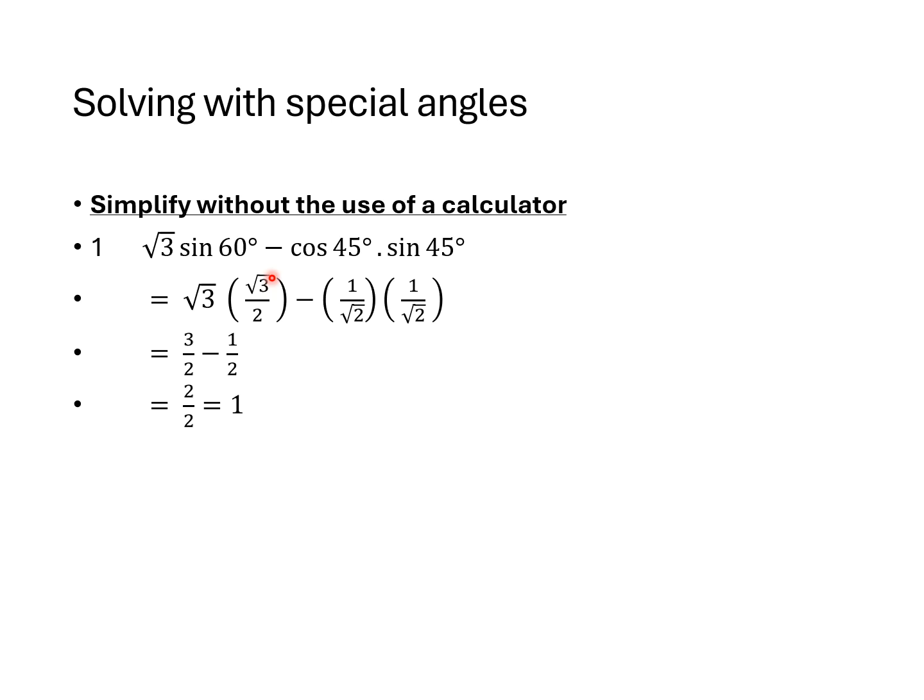Square root 3 times square root 3 gives me 3 over 2, minus 1 times 1, which is 1, and square root 2 times square root 2, which is 2. 3 minus 1 gives me 2 over 2, which then equals 1. So I hope you follow and understand just a basic introduction.